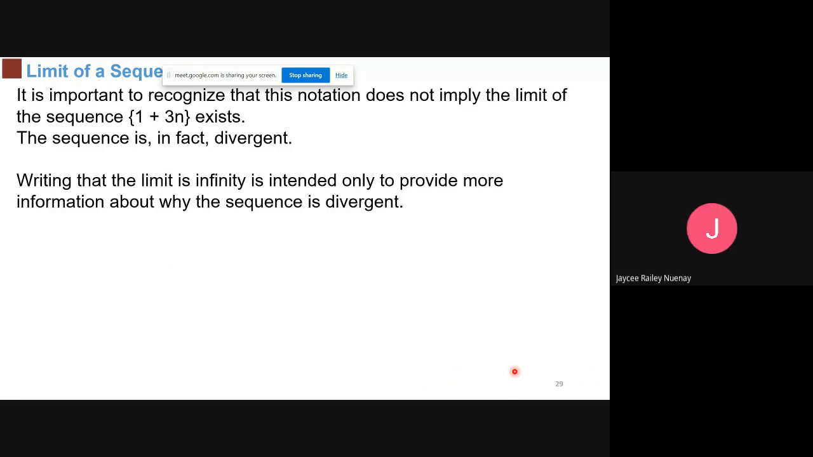Class? Yes, ma'am. Right. Okay, good. Writing that the limit is infinity is intended only to provide more information about why the sequence is divergent. So, it is divergent. It can also diverge to negative infinity, not necessarily positive infinity.